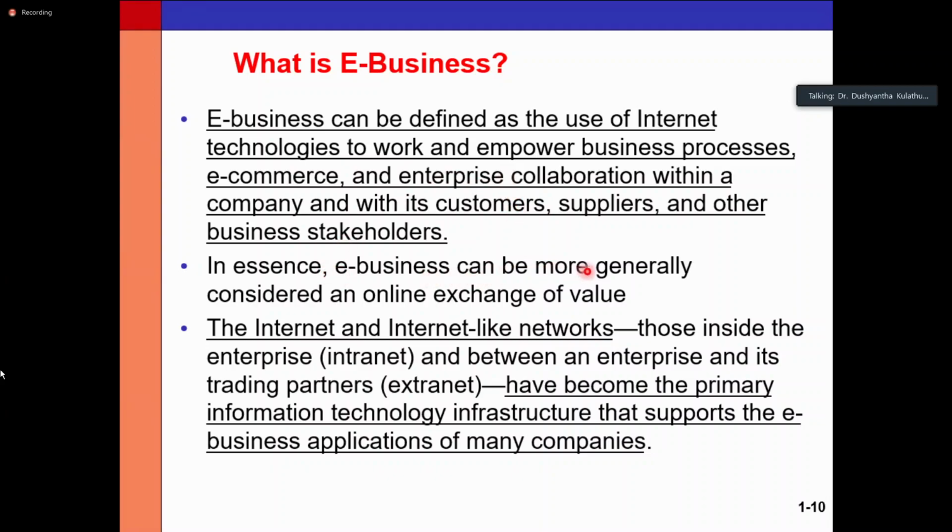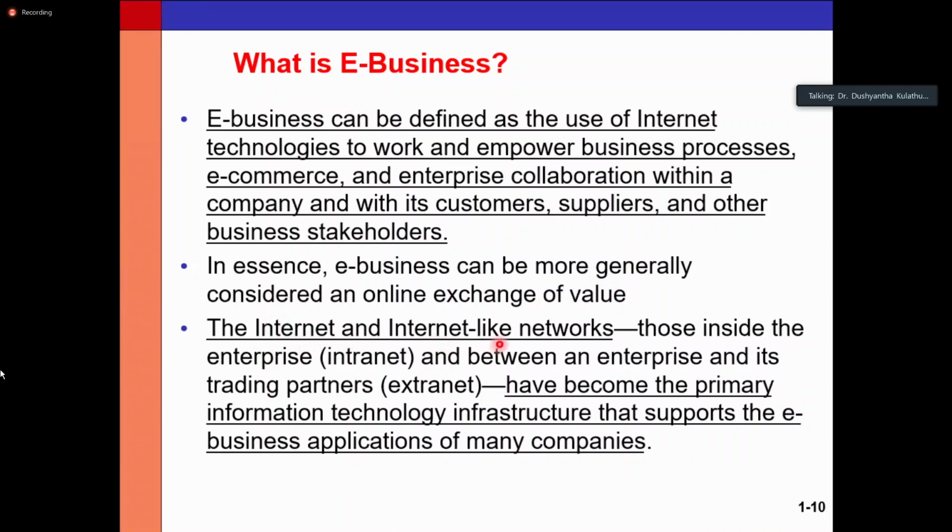In a sense, e-business can be more generally considered as an online exchange of value. Here it says it can be considered generally as an online exchange of value, because when you perform these transactions with different parties, it creates some value for the organization. So therefore, it can be considered as an exchange of value also.